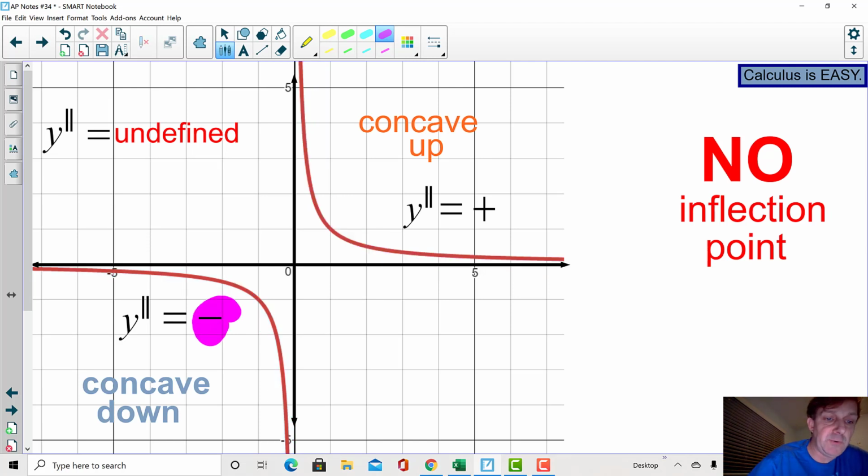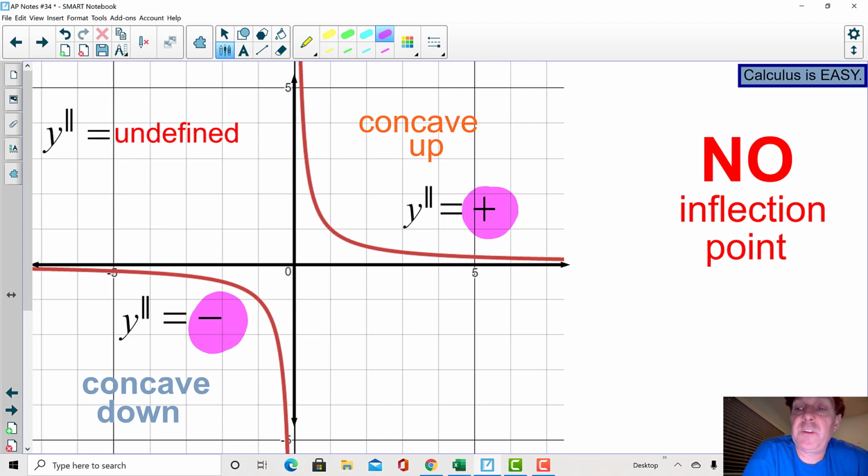So that means your second derivative has to change signs. In this case, we changed from negative to positive. So if your second derivative changes from negative to positive, we would say, yes, it would be an inflection point if your graph had a tangent slope at that spot. In this case, our graph does not have a slope at x equals 0.